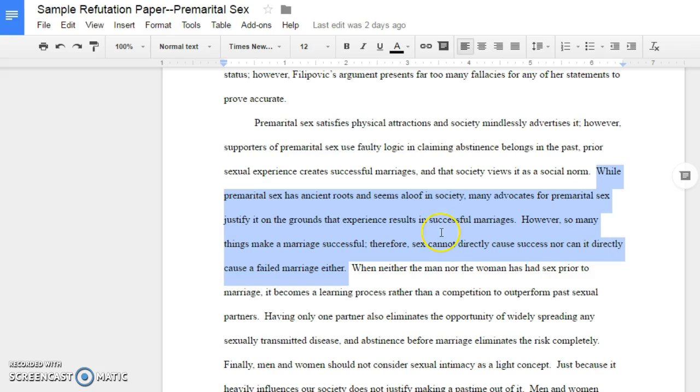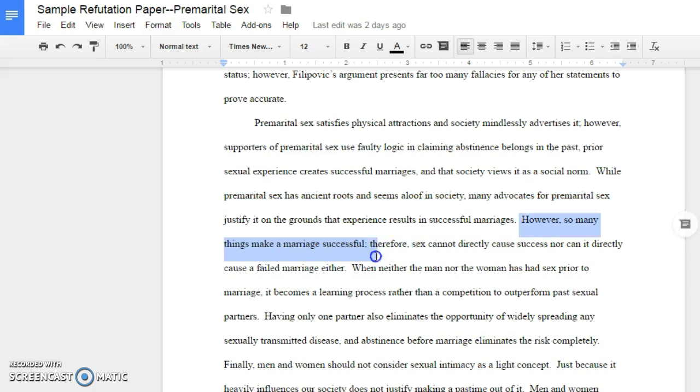So here's the couple sentences that help turn it back to your side. "While premarital sex has ancient roots and seems aloof in society, many advocates for premarital sex justify it on the grounds that experience results in successful marriages. However, so many things make a marriage successful. Therefore, sex cannot directly cause success, nor can it directly cause a failed marriage either." So here we've got addressing the other side and the logic. She's not going through every single thing she said. She's just saying, here's where we started, and here's what the other side says.